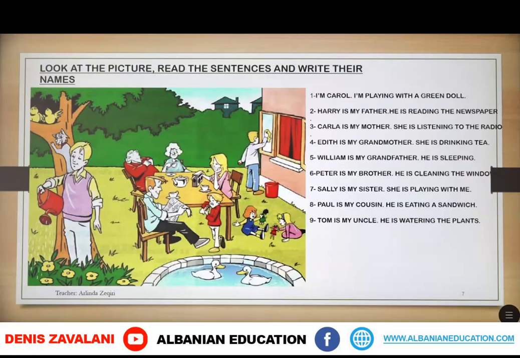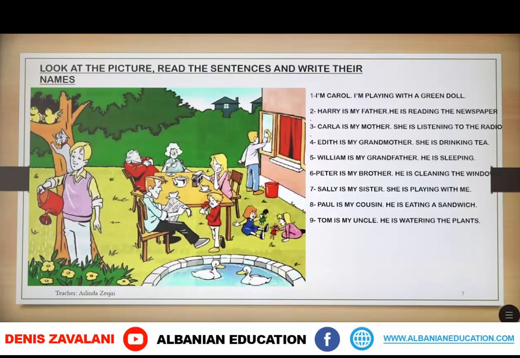Six, Peter is my brother. He is cleaning the windows. So, yes, you can see him. He is the only person cleaning the windows. Seven, Sally is my sister. She's playing with me. So, did you find Sally? Yes, she's playing with the red doll.